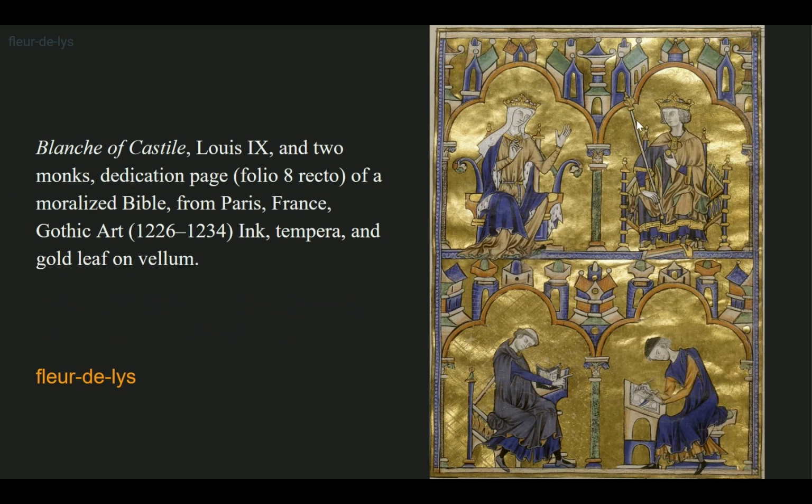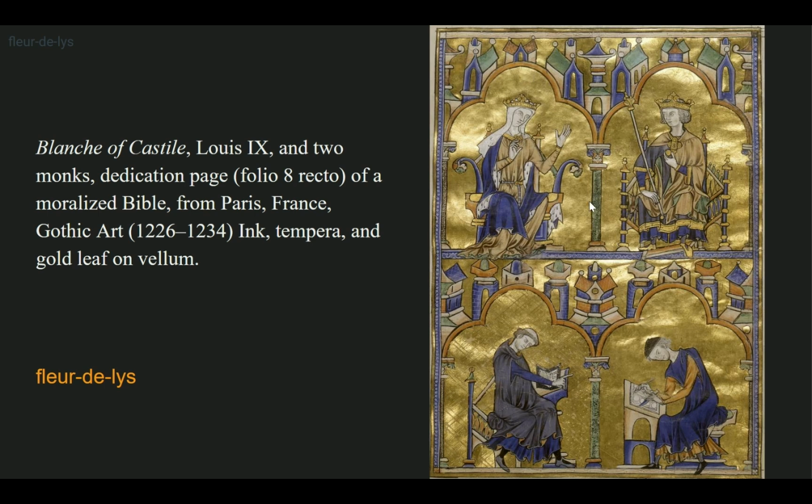Going into slightly secular, we have this Blanche of Castile page. Basically, it's the folio 8 page from this Moralized Bible. This is an illuminated manuscript. We have ink, tempera, and gold leaf on vellum. So consider how we're still seeing these Byzantine elements of the gold.